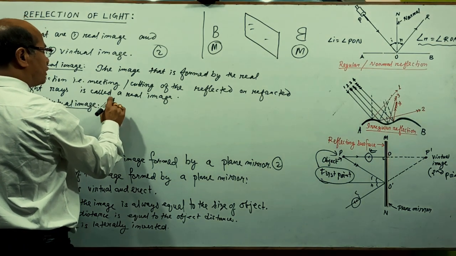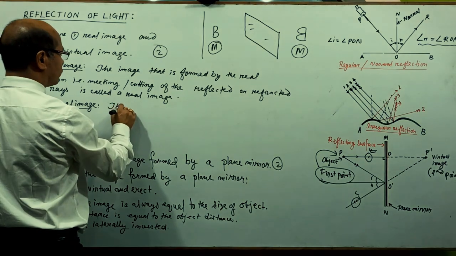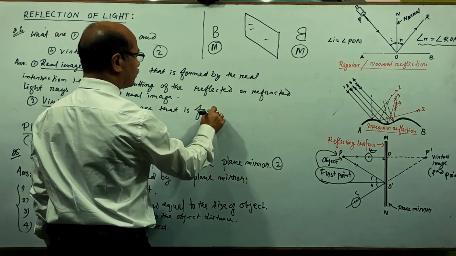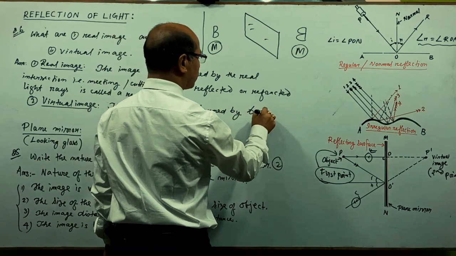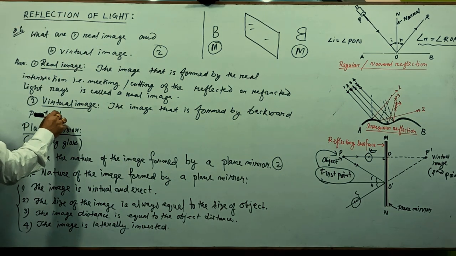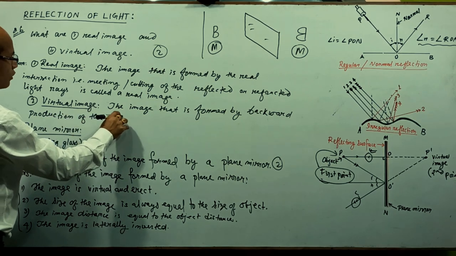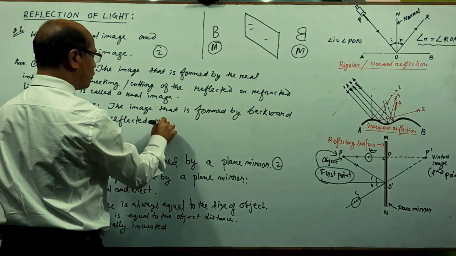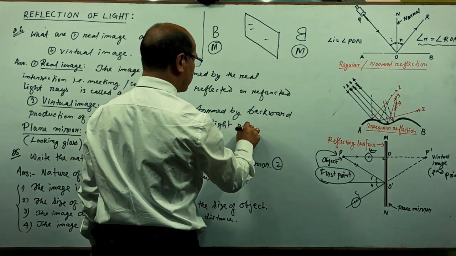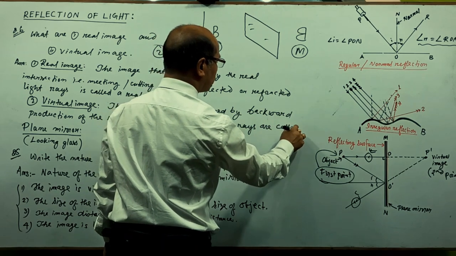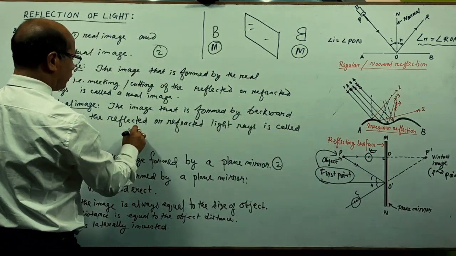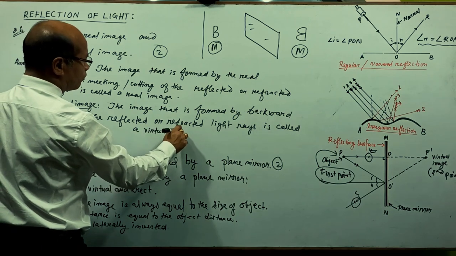See now, reflected or refracted rays. The image that is formed by backward production of the reflected or refracted light rays is called a virtual image.